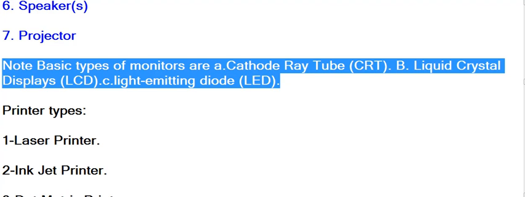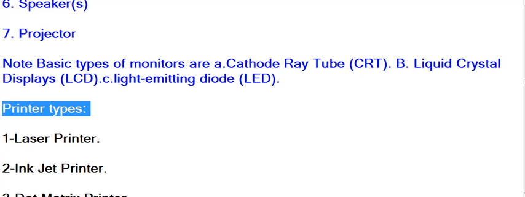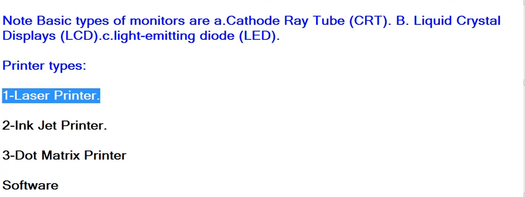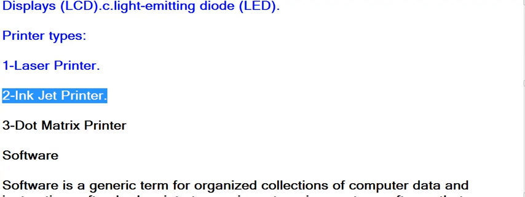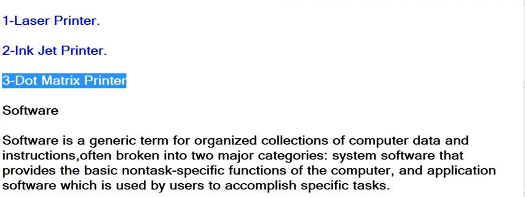Note, basic types of monitors are: a cathode ray tube, CRT; b. liquid crystal display, LCD; and light emitting diode, LED. Printer types: 1. Laser printer. 2. Inkjet printer. 3. Dot matrix printer.